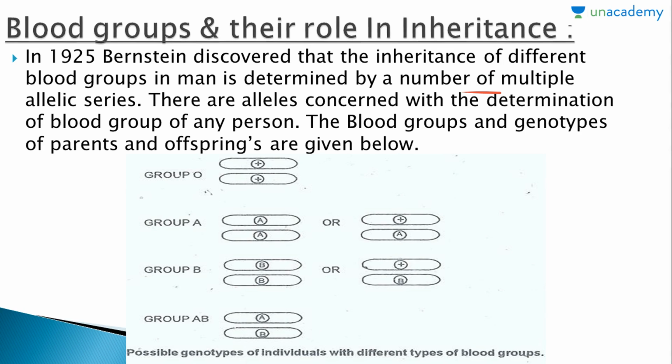These are the alleles concerned with determination of blood groups of any person. The blood groups and genotypes of parents and offspring are given below. Group A can be of A positive type, and blood group B can be B positive type. Group AB can be of AB type.